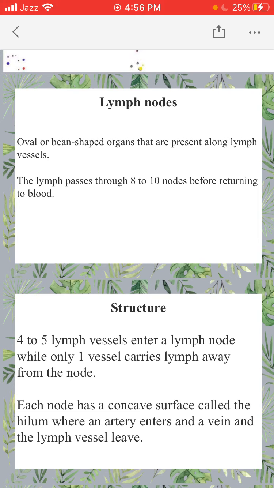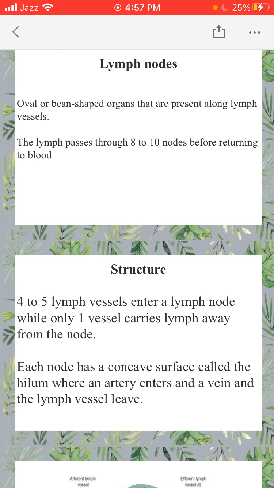The structure of the lymph node: 4 to 5 lymph vessels enter a lymph node, and these entering vessels are known as afferent lymphatic vessels, and only one vessel leaves the lymph node, which carries the lymph away from the node, and the lymphatic vessel which leaves the lymph node is known as efferent lymphatic vessel.